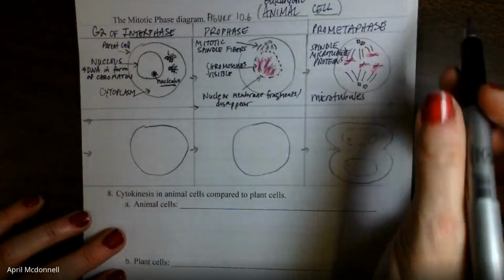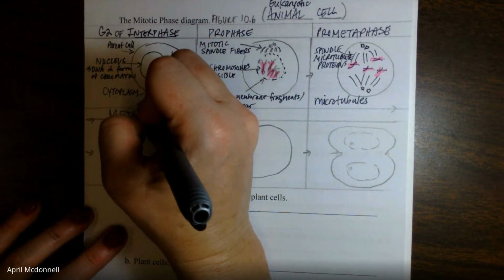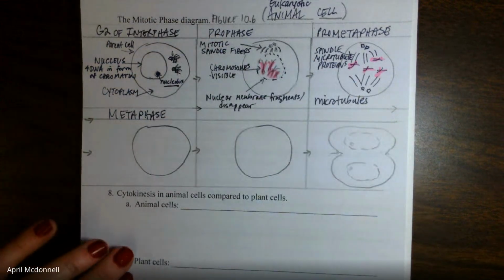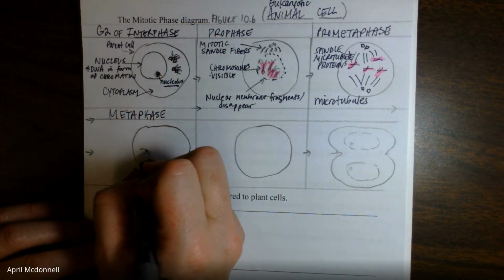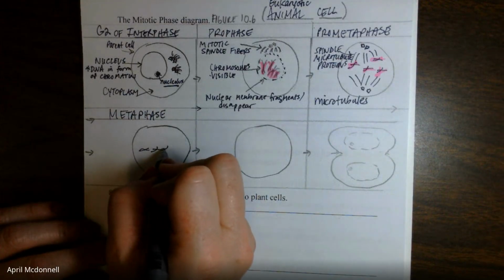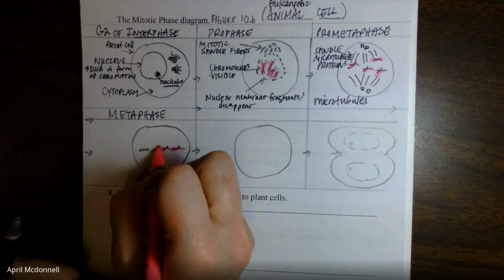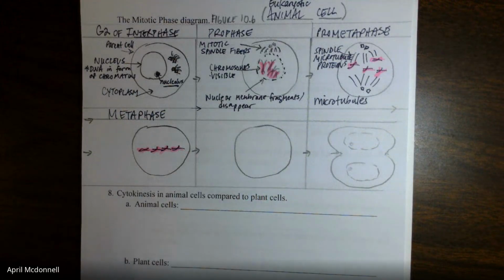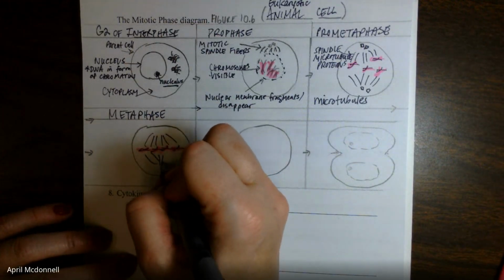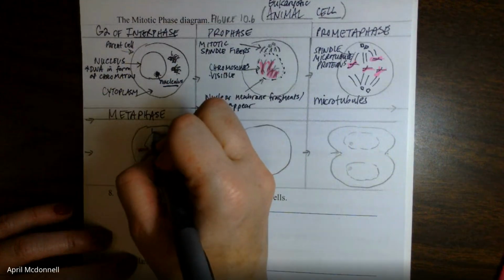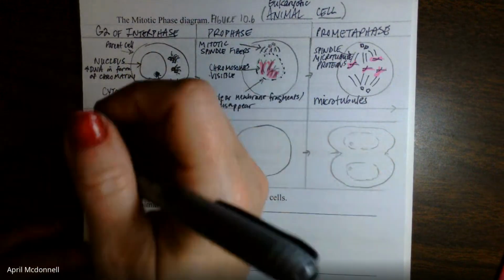Our next stage after prometaphase will be metaphase. So we're going to continue on the bottom row here. During metaphase, the chromosomes are all lined up in the center of the cell. So the microtubules have organized the chromosomes at the center of the cell, and the center of the cell is called the metaphase plate.